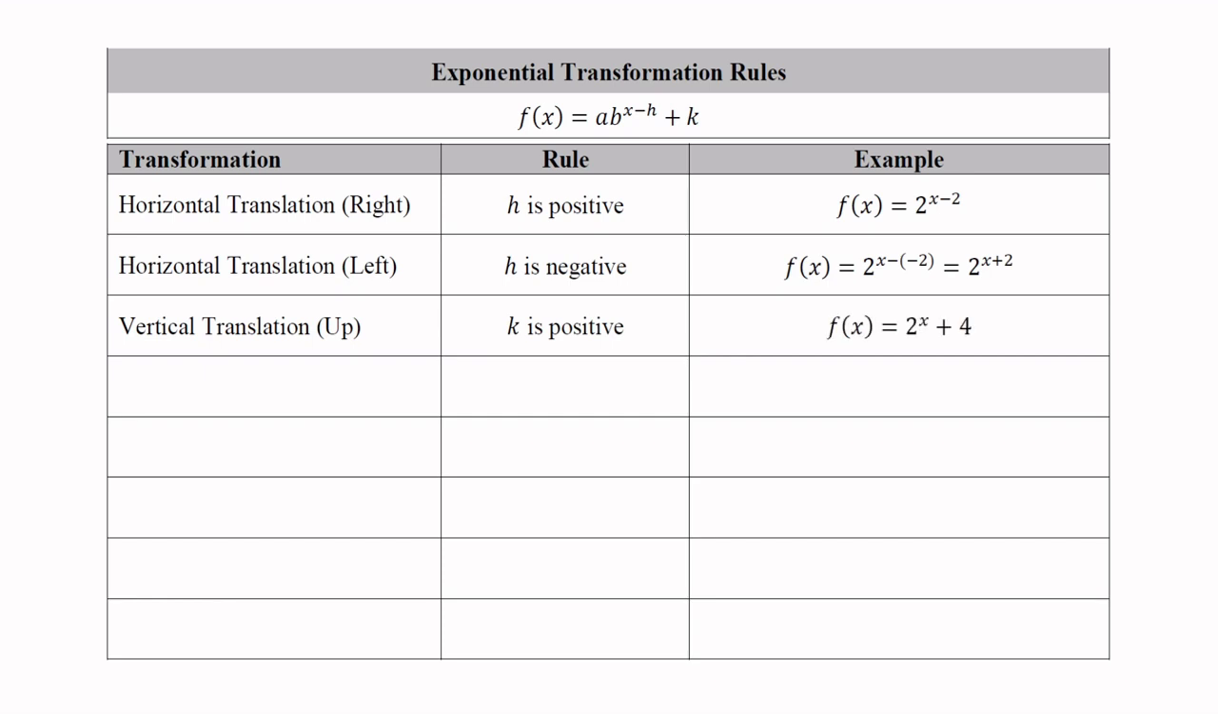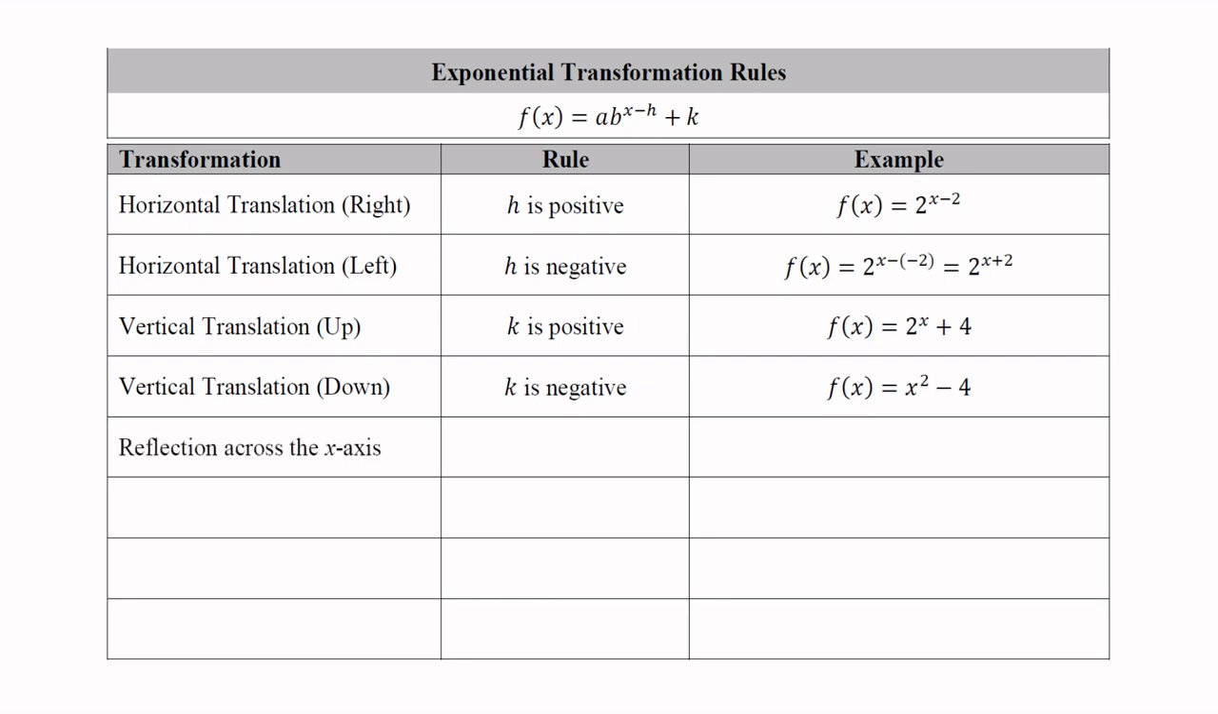A vertical translation up is when k is positive, so you'll have something like 2 to the x plus 4 outside of the exponent. Vertical translation down is when k is negative. We have a minus 4 on the end. So again, you notice that the k value is your horizontal asymptote, so you can use where your horizontal asymptote moves from the x-axis to gauge what your k value is.